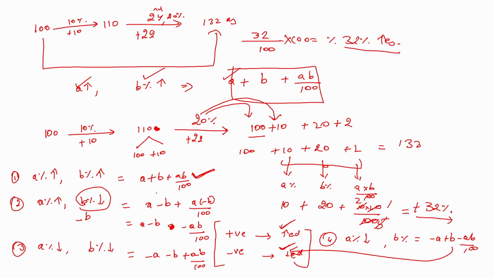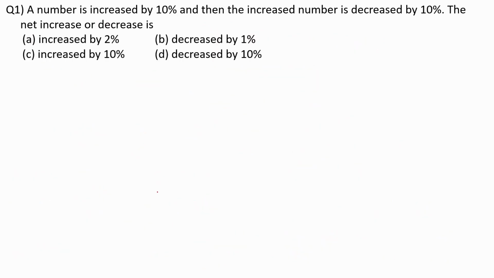I hope everyone is clear with this concept. On this concept, we are going to solve the previously asked questions in SSC as well as railway exams. Let's go to the first question. Here it says a number is increased by 10% and then the increased number is decreased by 10%. The net increase or decrease is?